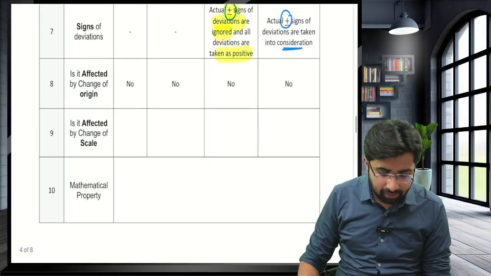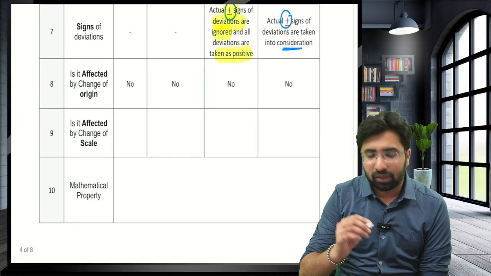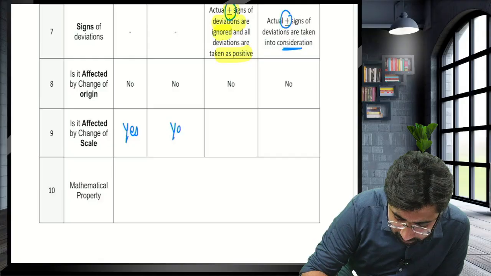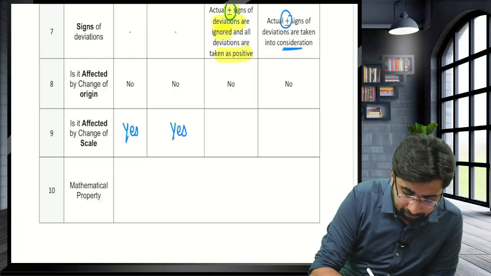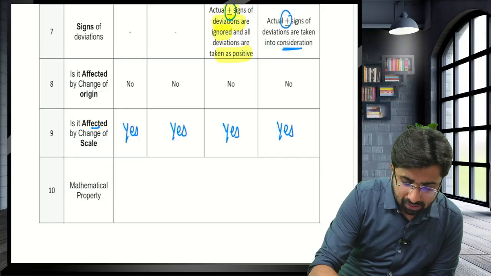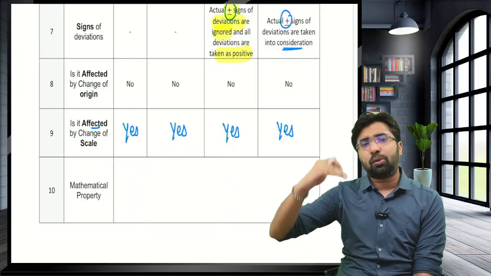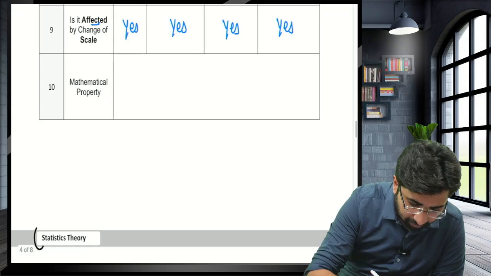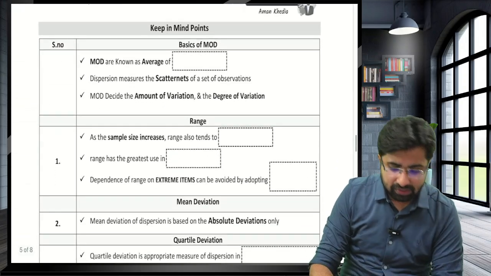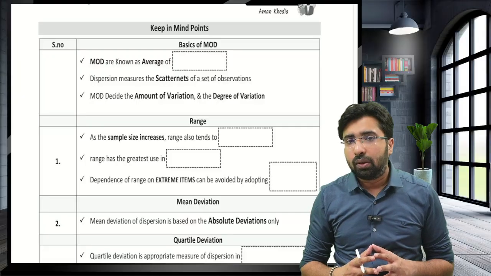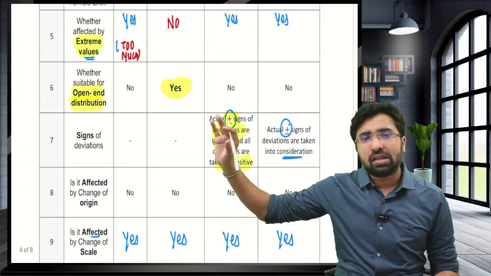Now guys, whether it is affected by the origin: no, they are only affected by the scale. Here I am not using the word independent, I am writing the word affected. So I will say yes and I will say yes. Guys, the mathematical property remains the same, so you can copy paste the thing that we have copied over there. Now let's do the theory which is out of the control theory. Here we have done the comparison points and they are sufficient.